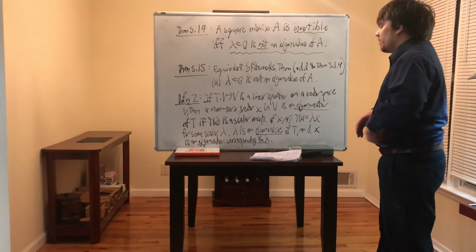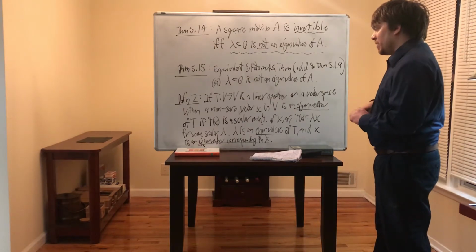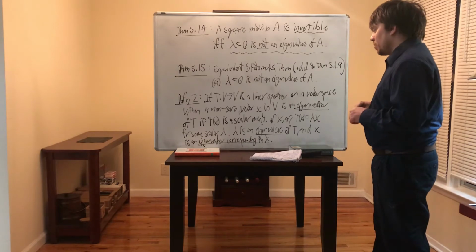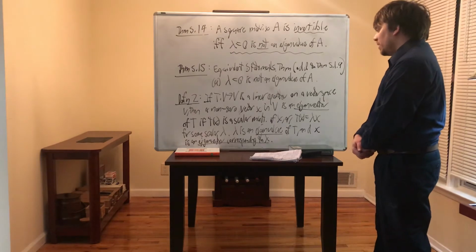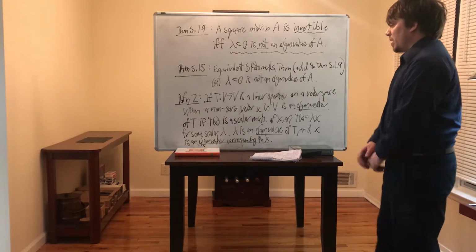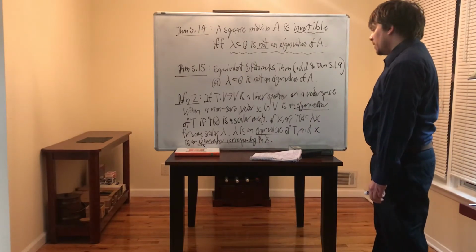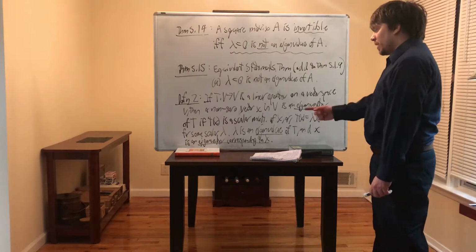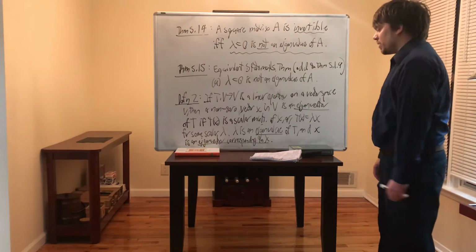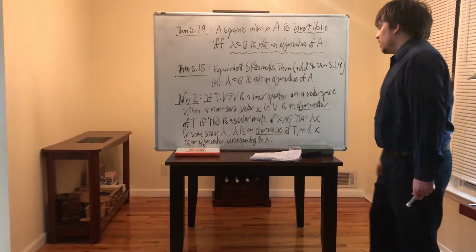Okay, so if T from V to V is a linear operator on a vector space V, then a non-zero vector X in V is an eigenvector of T if T of X is a scalar multiple of X, or T of X equals lambda X for some scalar lambda. Lambda is an eigenvalue of T, and X is an eigenvector corresponding to lambda. Okay, so this is the definition of an eigenvalue and an eigenvector corresponding to lambda when talking about linear operators.